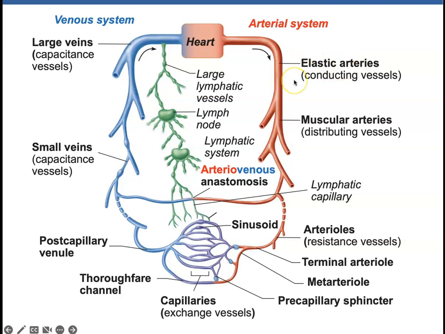And the aorta and the pulmonary trunk are considered to be elastic arteries. I'm going to focus primarily here on the systemic circulation, which means it's outside of the heart. And what you're seeing is that these elastic arteries will then give branches to what's called the muscular arteries. And these muscular arteries distribute the blood to the primary organs. Then from there, they're going to get smaller. And when they get smaller, they become little arterioles.